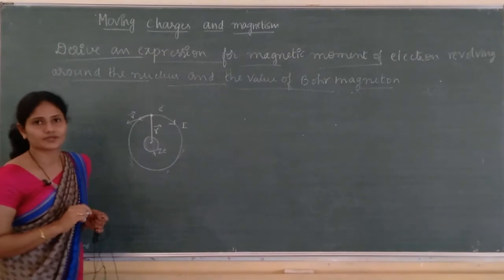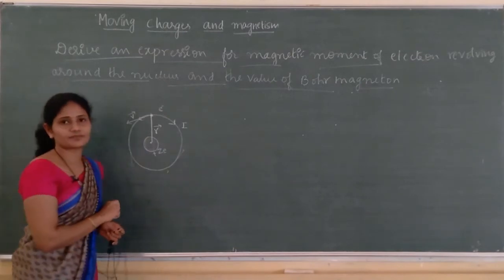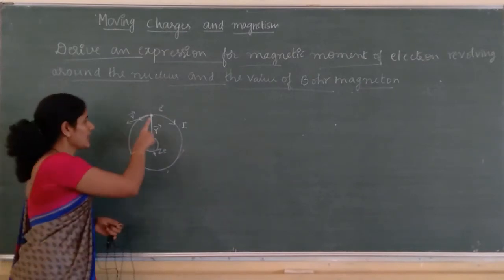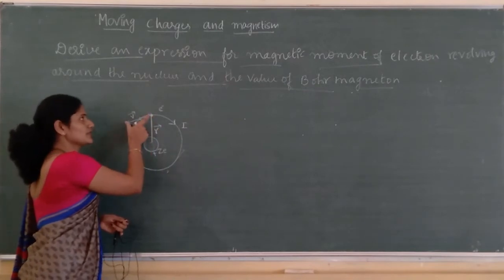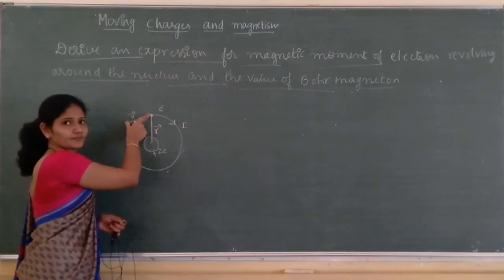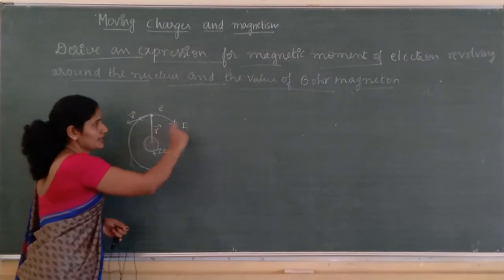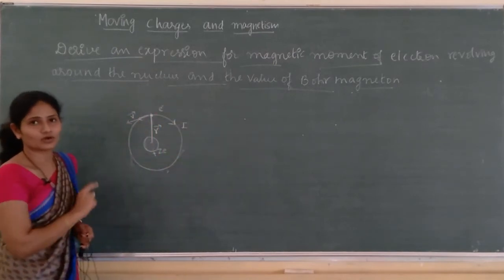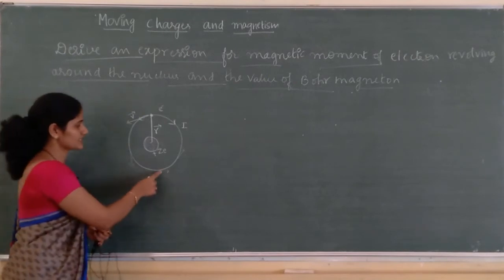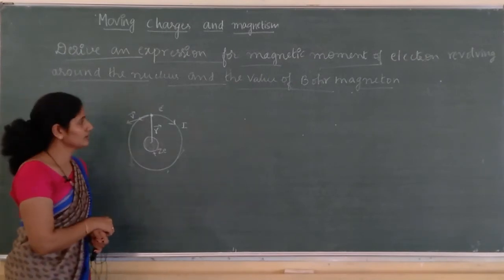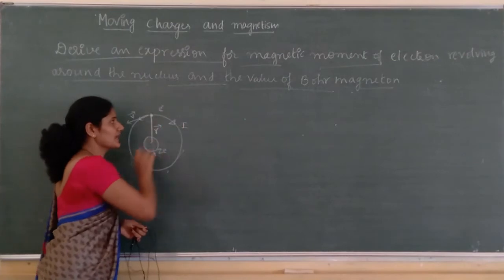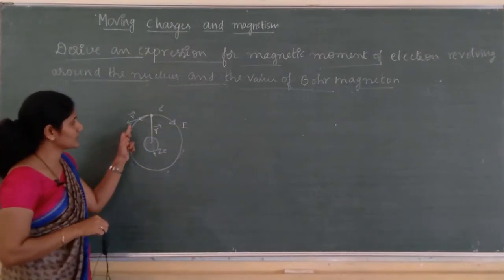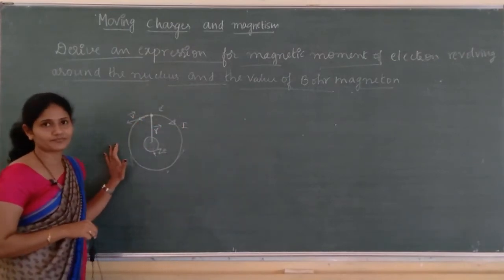And R is the radius, right. R is the radius, V is the speed, and I is the current flowing through the coil. Here it is considered as a coil. I is the current and the current is flowing in clockwise direction.